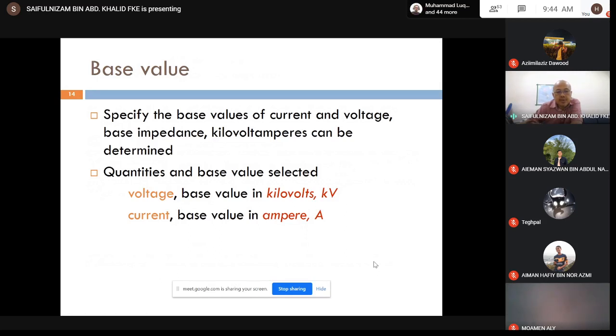Okay, base value. So what is base value? Or reference value. By specifying the base value of the current and voltage, the base impedance and the kVA can be determined. So the quantities and base values selected, for example, the voltage: the base value for the voltage in kV, the reference voltage. And current: the base value in ampere.